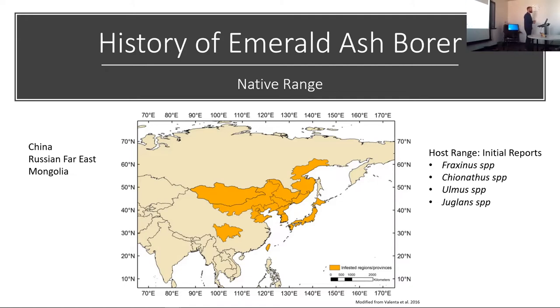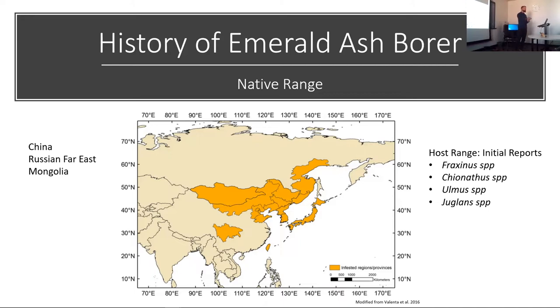We know that this insect is associated with ash mortality in some way. We know the species. We know the native range. This map depicts the native range of China and East Russia. And now we can start to determine what the severity of this issue is going to be.